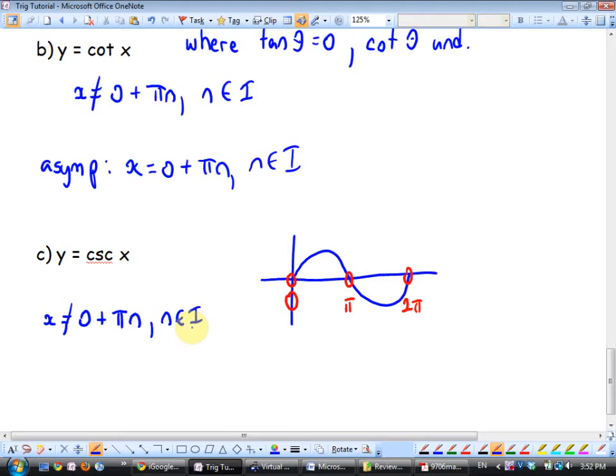Now, you may be noticing a lot of these answers are looking the same. Hey, this also happens to be the domain of cotangent. It's because it just happens to have asymptotes in the same location. You can't just memorize and say, oh, they're always going to be the same. They won't always be the same. But for what it's worth, these two are.